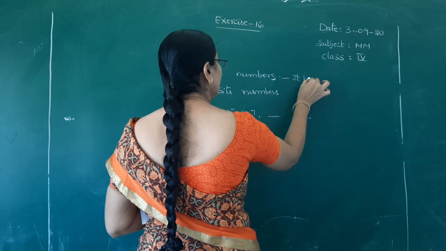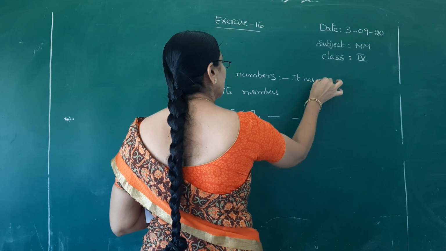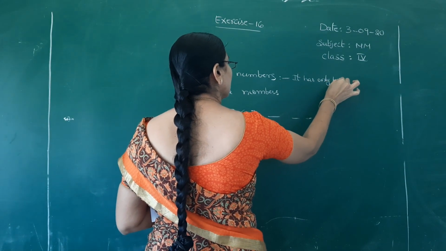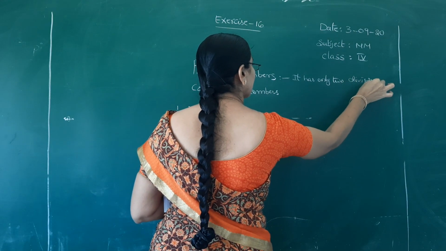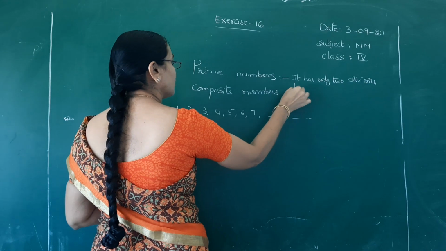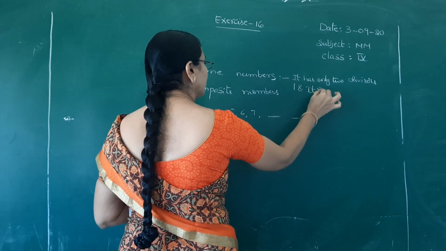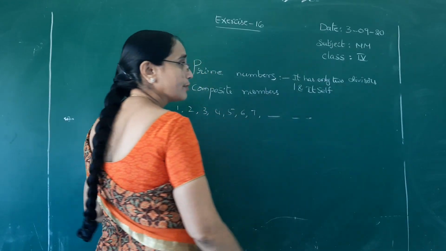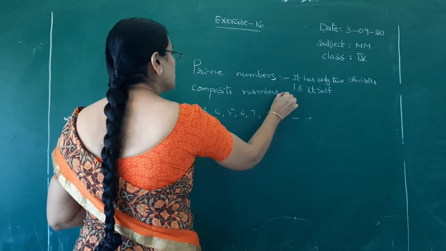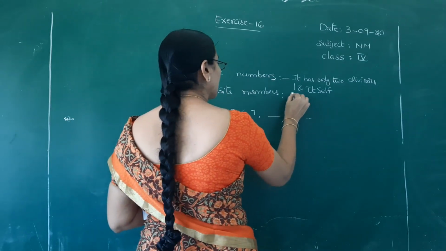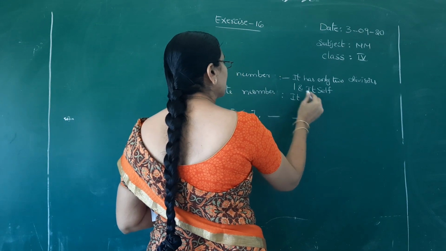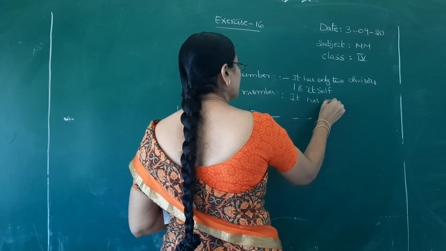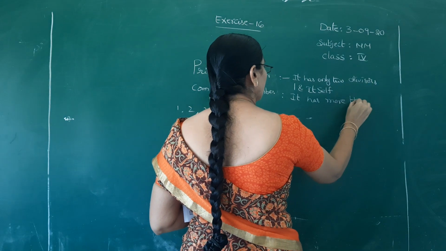It has only two divisors. Two divisors are two factors, whatever. Those are one and itself. See, composite numbers means it has more than two factors. Composite number means it has more than two factors.